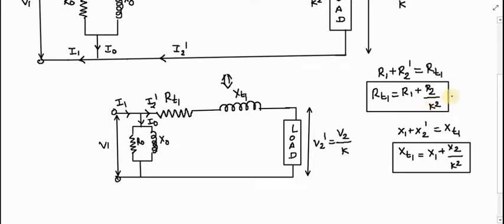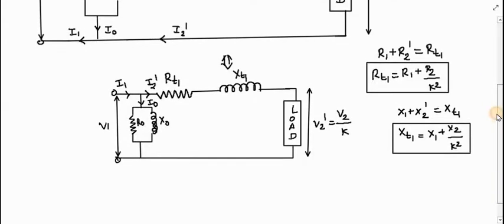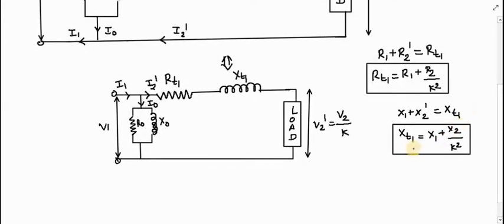So, the total effective resistance of the transformer referred to the primary side is RT1, which is nothing but R1 plus R2 dash, or R1 plus R2 by K square. And the total effective leakage reactance of the transformer referred to the primary side, denoted by XT1, is equal to X1 plus X2 upon K square, or X2 dash.